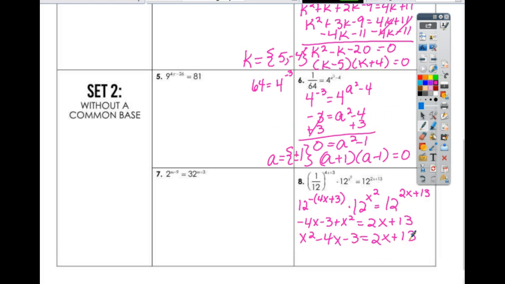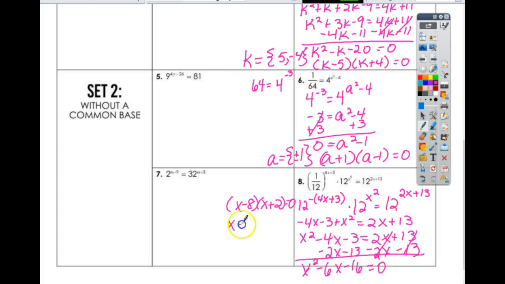And there's an x squared, so I have to move these two over here to this side. So I'm going to subtract 2x and subtract 13. So I get x squared minus 6x minus 16 equals 0. So that factors. So I get 8 and negative 2.